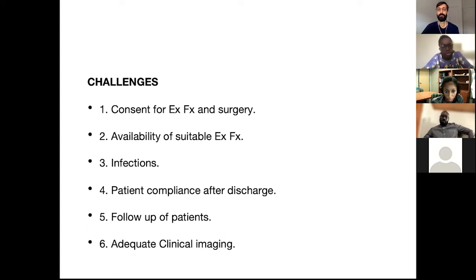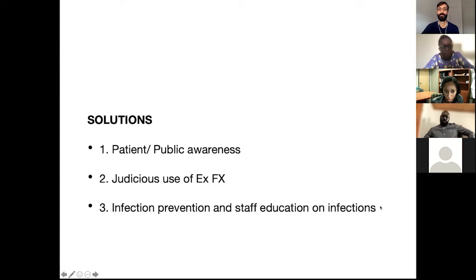The patient was actually compliant after the discharge, but sometimes that is a problem with patients. We also didn't have adequate imaging. You can see that we just had this one image post-op and then another image just after 5 months after the injury.